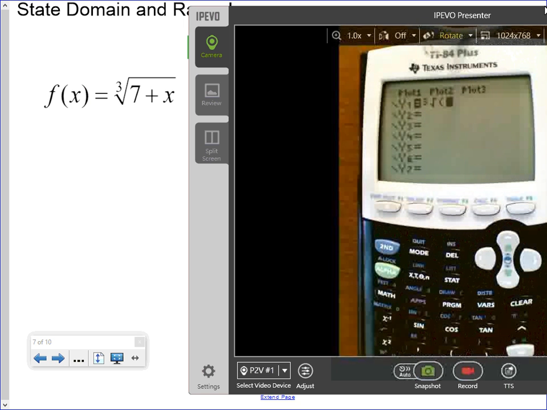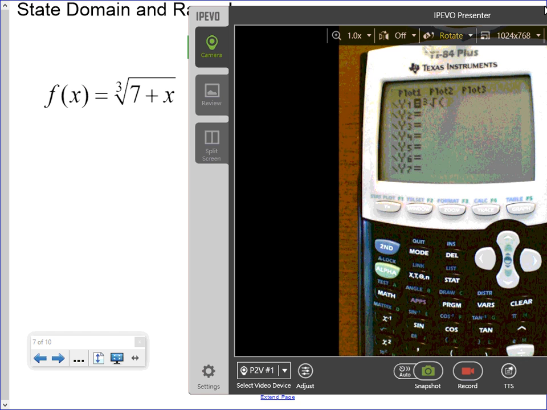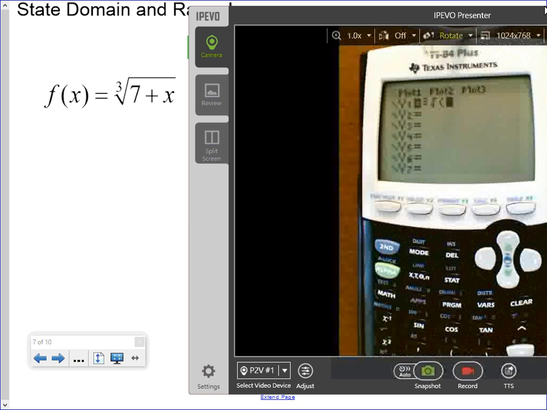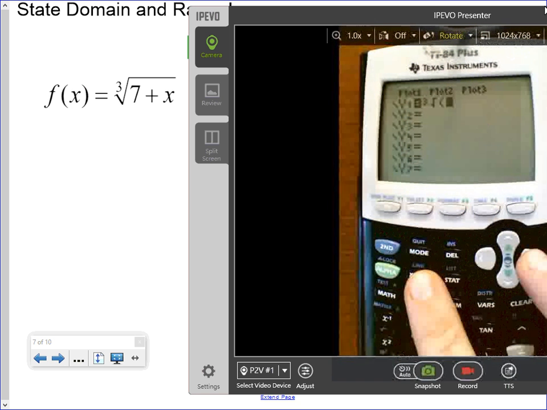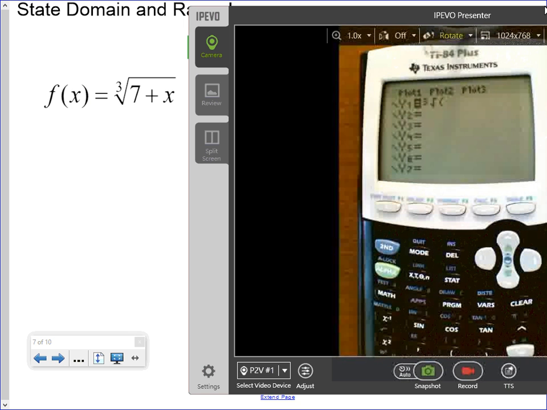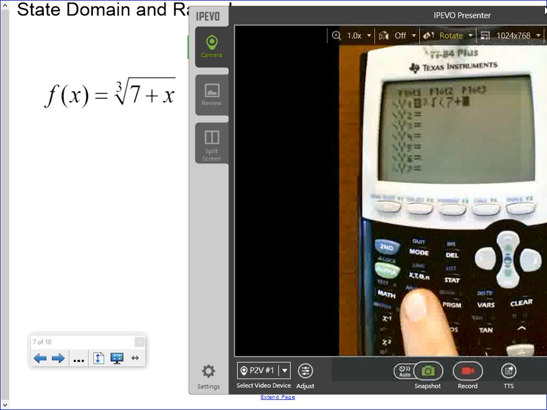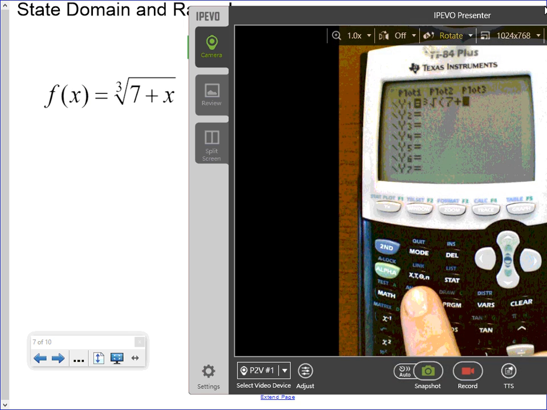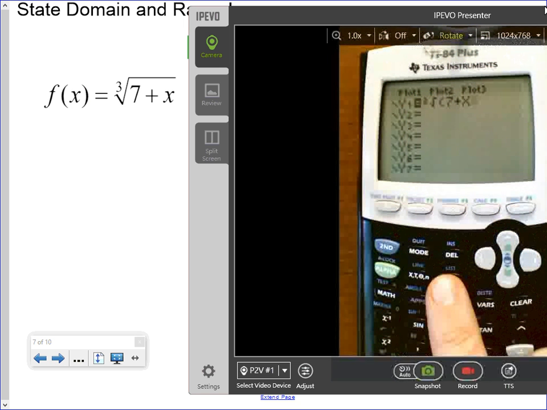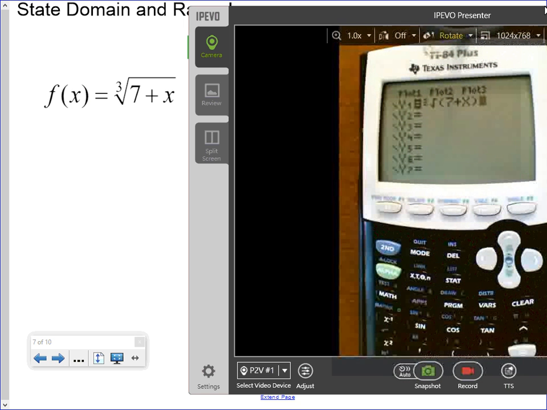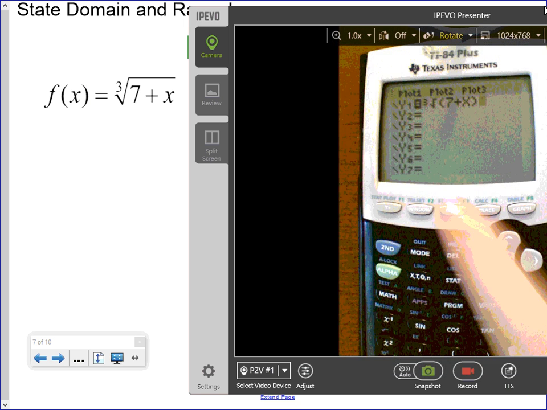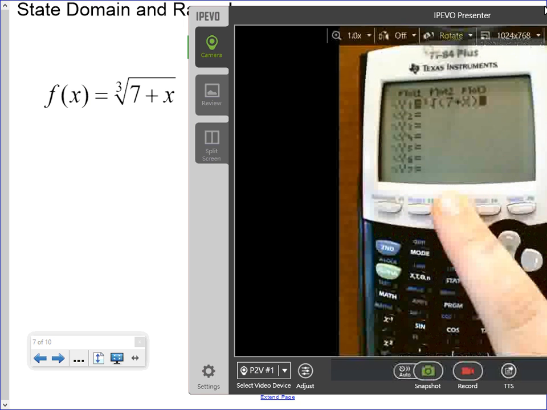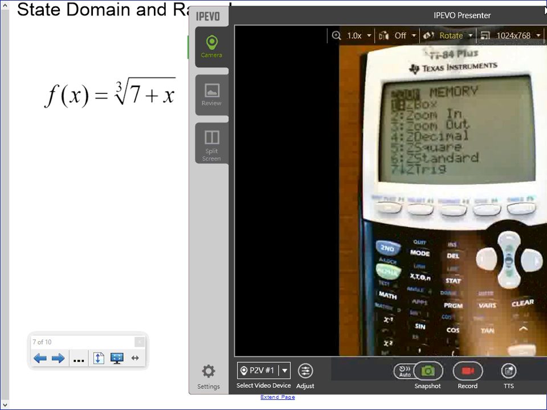Notice it brings up a set of parentheses, so anything that I put behind that parenthesis is going to be included underneath the cube root. And I'm going to go ahead and type 7 plus x, so I've got 7 plus, and then remember x is my X,T,theta,n button. And then I'm going to close my parentheses for good practice. That's all underneath my cube root. And I'm going to go ahead and do zoom 6 so that I get my standard viewing window.